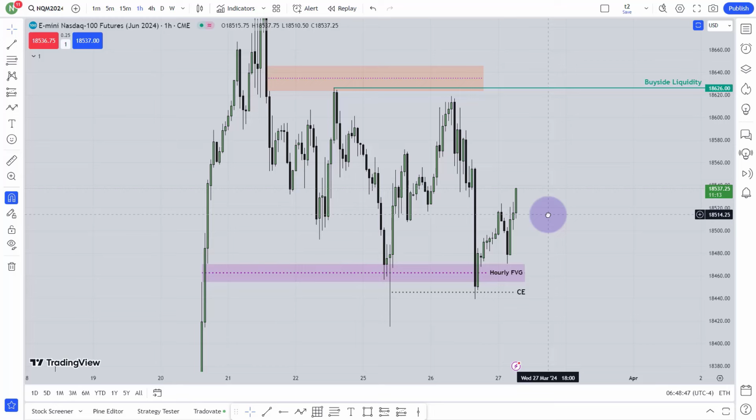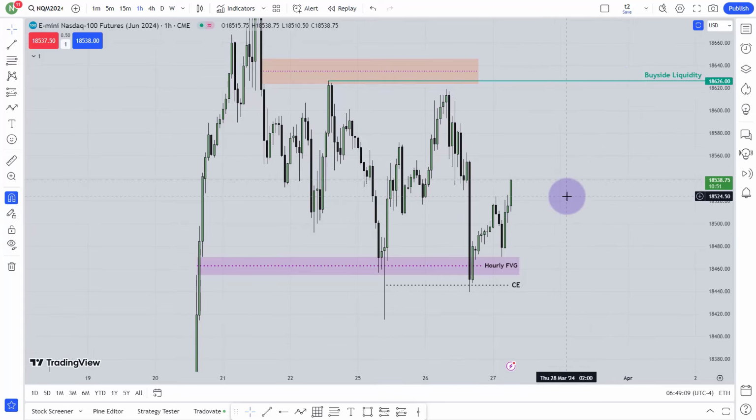Now, first thing is, this is my buy side liquidity. I tweeted yesterday, mark 18626 as your draw on liquidity for tomorrow. I believe that this is going to be the obvious liquidity for tomorrow. If you are with me on Twitter, you already know that. If you are not, you can check that. I tweeted that yesterday. So my bias is bullish.